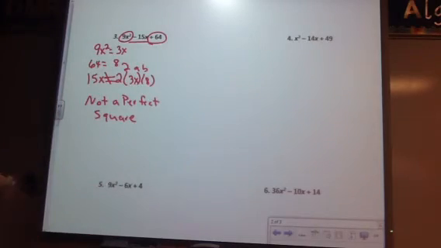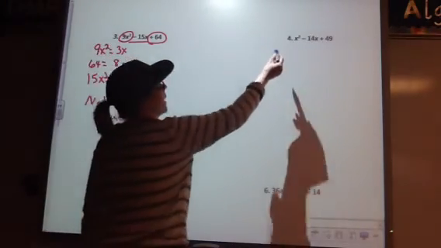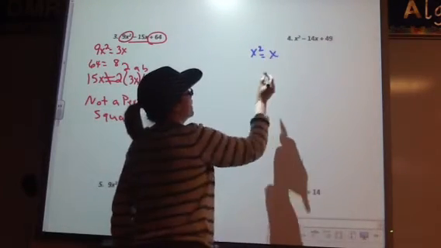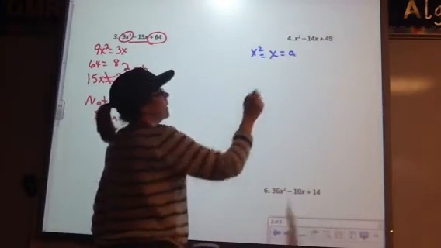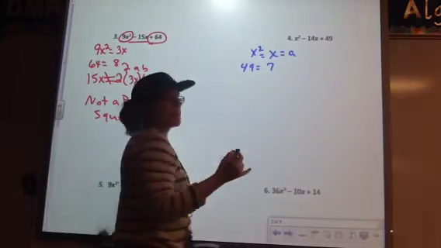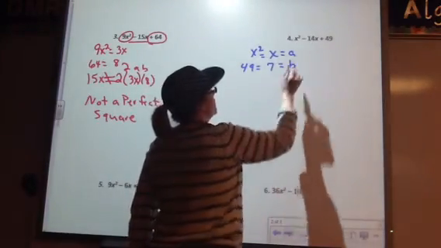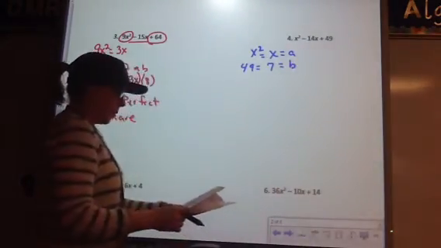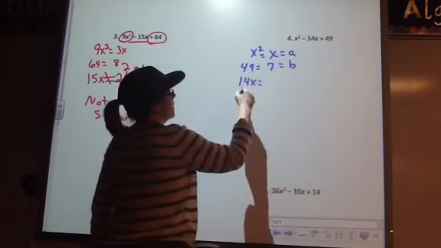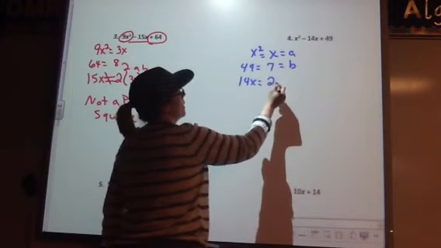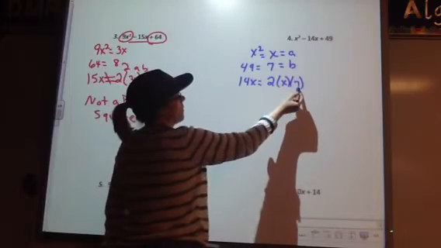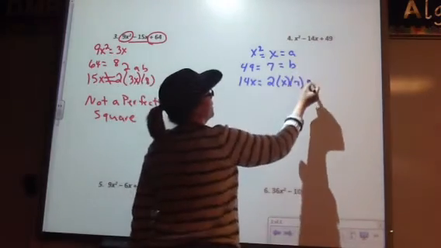Okay? All right, let's look at 4. Is x squared a perfect square? Yes. And pull out an x. So there's our a. Is 49 a perfect square? Yes. 7 times 7. So there's our b. So then for our second one there, we have 14x. That needs to equal our 2 times our a times our b. 2 times 7, 14x equals 14x.